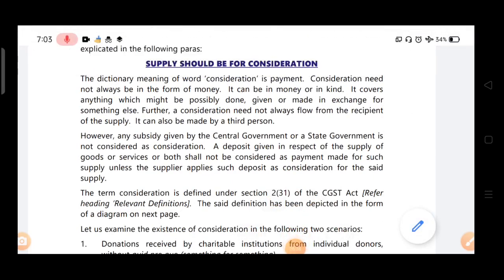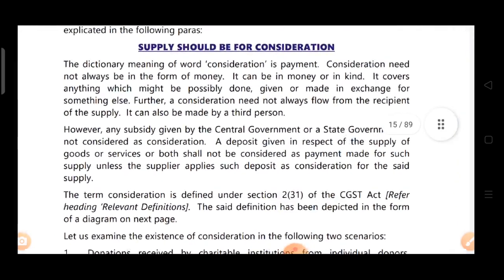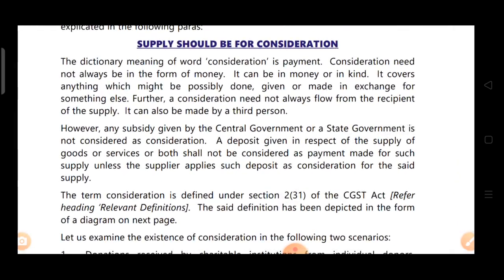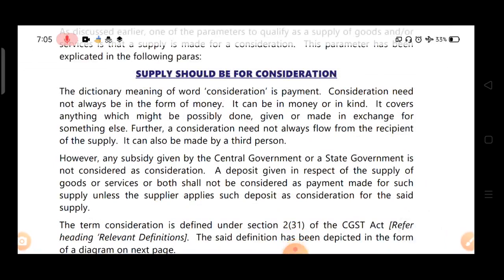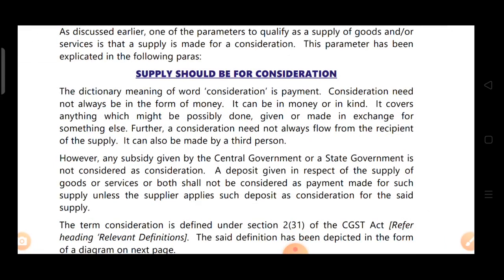Consideration need not always be in the form of money. It can be in money or in kind. It covers anything which might be possibly done, given or made in exchange for something else. Further, consideration need not always flow from the recipient of supply. It can also be made by a third person.